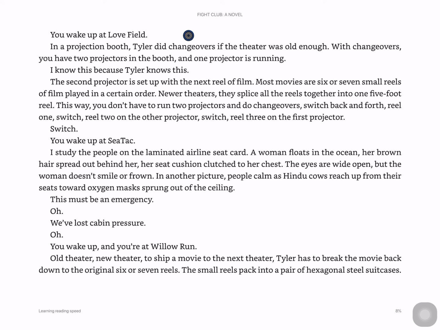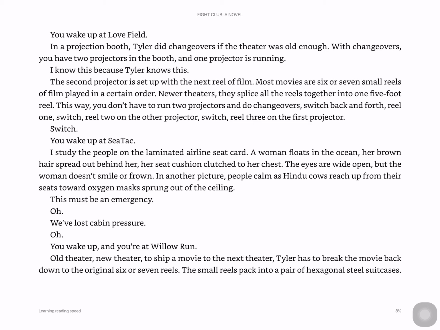In a projection booth, Tyler did changeovers if the theater was old enough. With changeovers, you have 2 projectors in the booth and 1 projector is running. So guys, imagine applying this to the 2 projectors being Tyler Durden personality and the narrator personality. I know this because Tyler knows this. Again, good evidence. Now we can read this with the knowledge that the reason they share so much knowledge is not because they're friends, but because they quite literally are the same person.